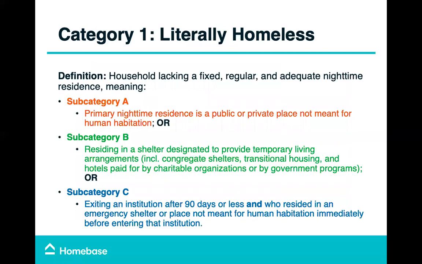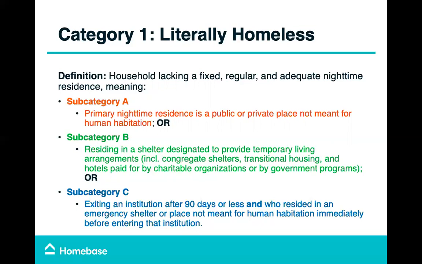Getting into the categories now, category 1 is for households that are literally homeless, as I stated. And literally homeless means experiencing or lacking a fixed, regular, adequate nighttime residence. There are 3 subcategories of literal homelessness, and people can fit into any one of these subcategories to be considered literally homeless. So if your program is allowed to serve category 1 folks, you can serve households that fit into any one of these 3 subcategories.